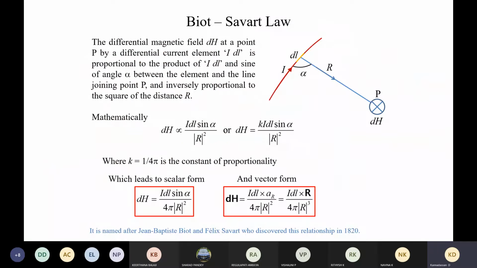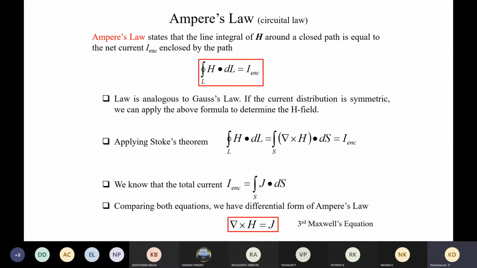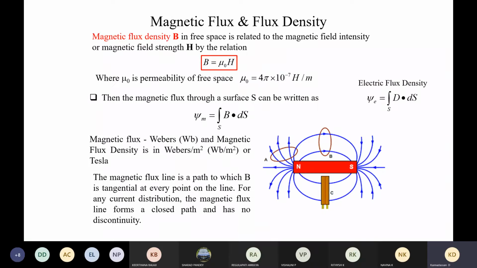So magnetostatics starts with the Biot-Savart's law and Ampere's law, and we have extensively studied these two topics. And we started with the magnetic flux density. This magnetic flux density describes the number of magnetic lines which are created between the north and south pole, and that integration will always be zero.